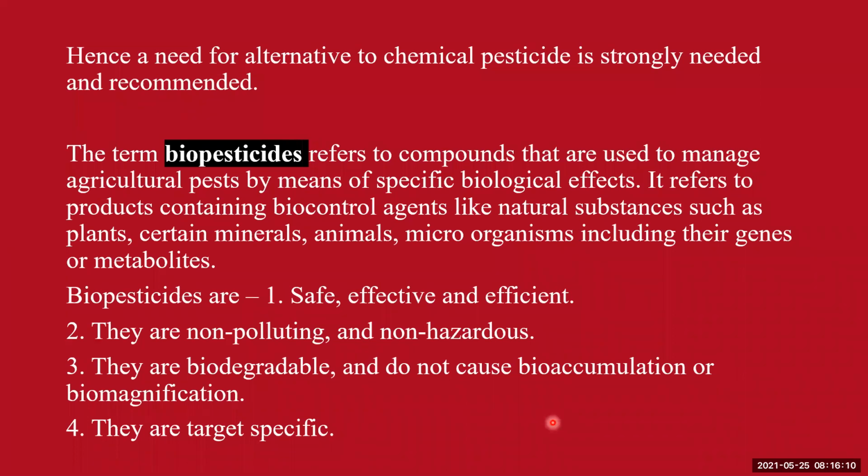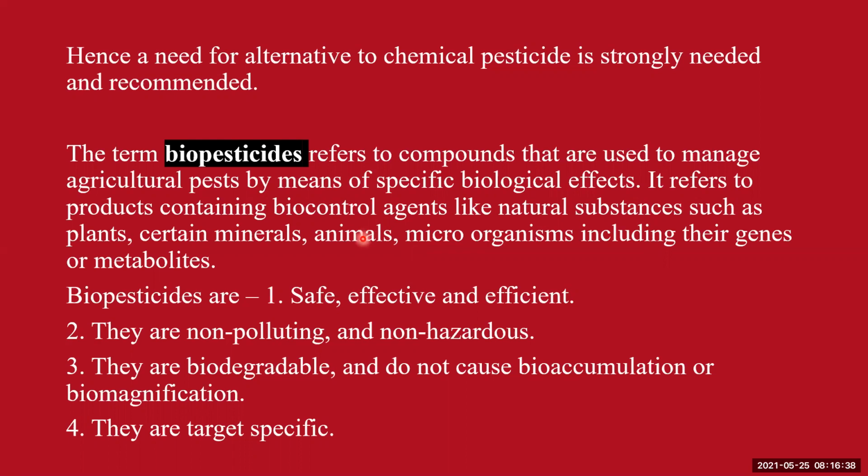So an alternative to chemical pesticide is strongly needed and recommended. Now, what can be the alternative? The alternative can be using biopesticide. So what is biopesticide? It refers to compounds that are used to manage the agricultural pest, or that kill the agricultural pest by means of biological agents.